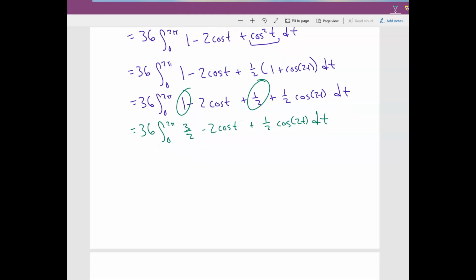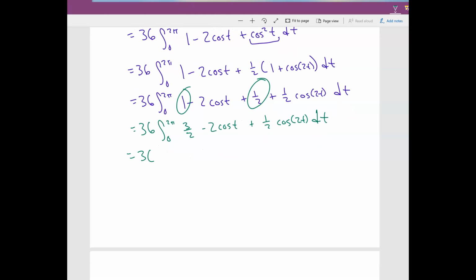And now we can just take the antiderivative of this. So we have 36. This is going to be 3 halves t. This is going to be minus 2 sine t. This is going to be 1/4 sine of 2t. This is going to be from 0 to 2 pi.